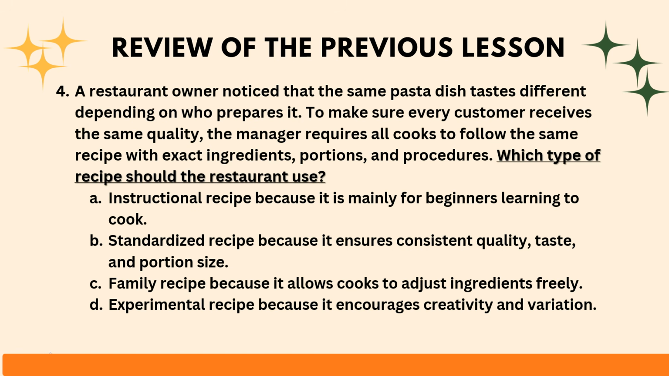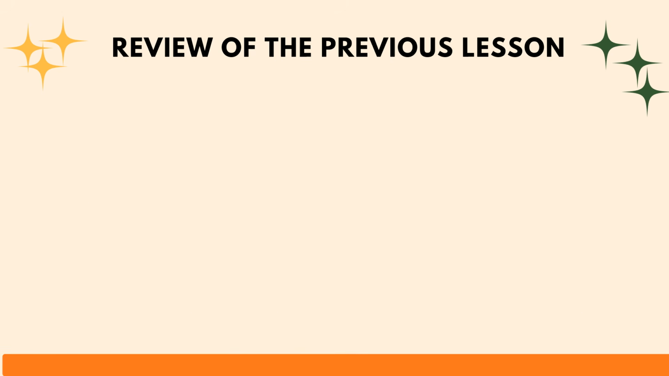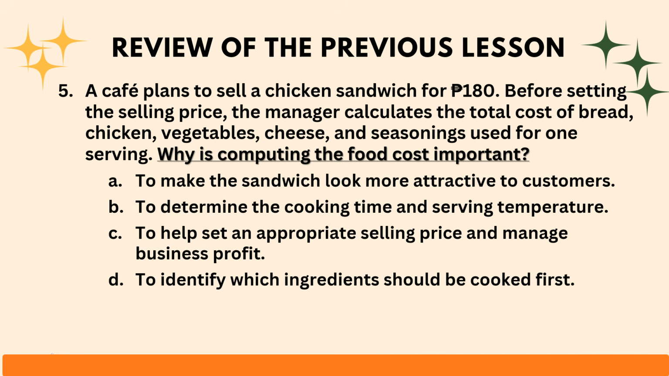Number 4. A restaurant owner noticed that the same pasta dish tastes different depending on who prepares it. To make sure every customer receives the same quality, the manager requires all cooks to follow the same recipe with exact ingredients, portions, and procedures. Which type of recipe should the restaurant use? Number 5. A cafe plans to sell a chicken sandwich for 180 pesos. Before setting the selling price, the manager calculates the total cost of bread, chicken, vegetables, cheese, and seasonings used for one serving. Why is computing the food cost important?